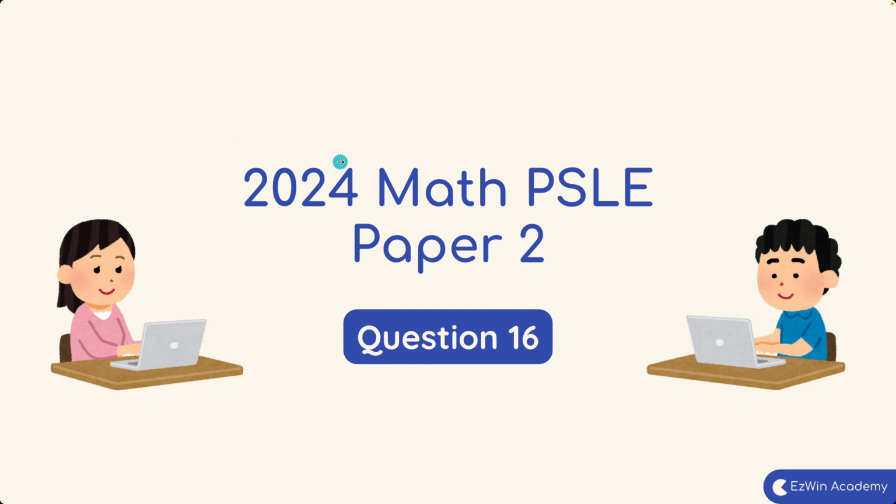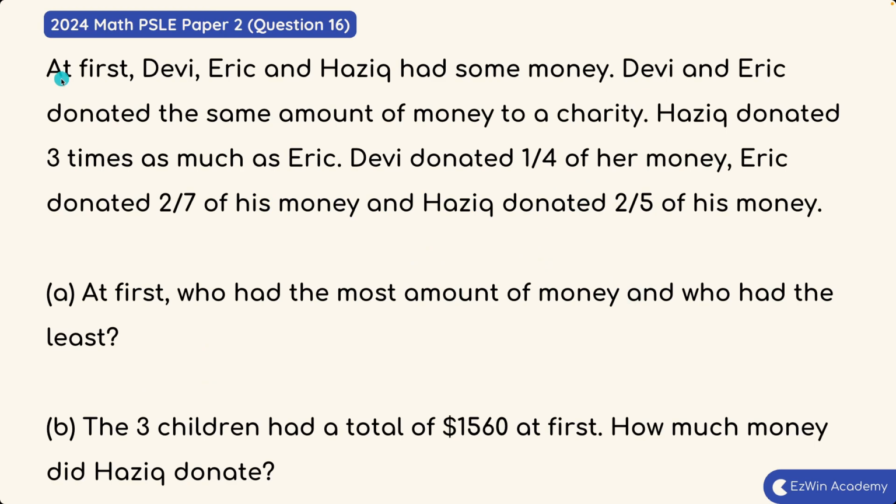We're going to go through the 2024 Math PSLE Paper 2, question 16. At first, Devi, Eric, and Hazik had some money. Devi and Eric donated the same amount of money to a charity. Hazik donated 3 times as much as Eric. Devi donated 1/4 of her money, Eric donated 2/7 of his money, and Hazik donated 2/5 of his money.